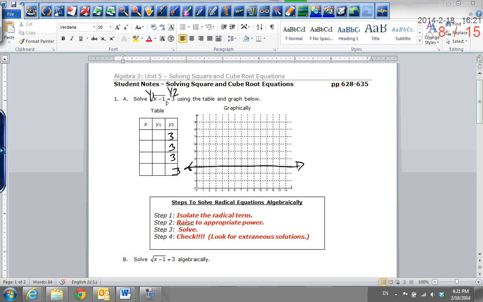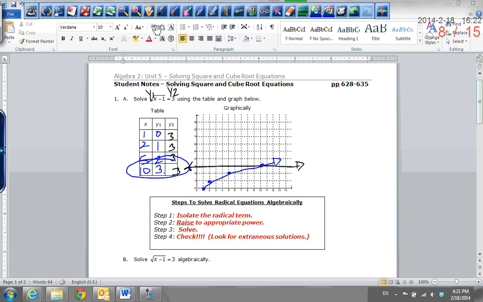Our y1 is going to be the square root of x minus 1. So normally, square root of x, we got 0 and 1 and 4 and 9. Well, the minus 1 moves everything to the right one. So instead of being at 0, 0, now it's at 1, 0. Instead of being at 1, 1, now it's at 2, 1. The next one, instead of being at 4, 2, it's now at 5, 2. Instead of being at 9, 3, now it's at 10, 3. So as you can see graphically, they intersect at 10, 3. Got the same y value.